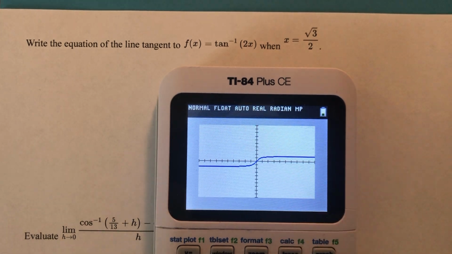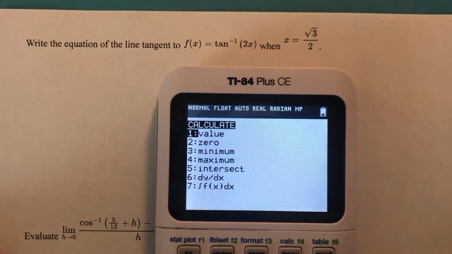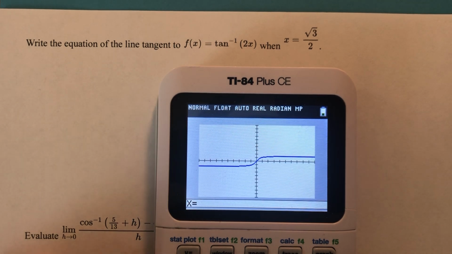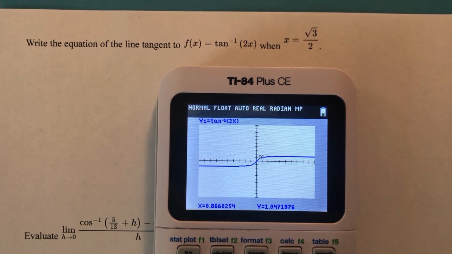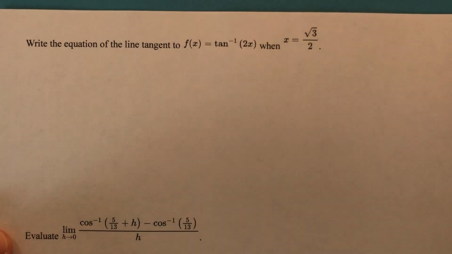So we're looking at about right here-ish. At that point, and we can go there if we wanted to, we could go to a specific value. Let's go to the square root of 3 over 2. There we go, about right there. So we are wanting to find the equation of the tangent line at that point. There you go. Now you have a visual, but let's get started.